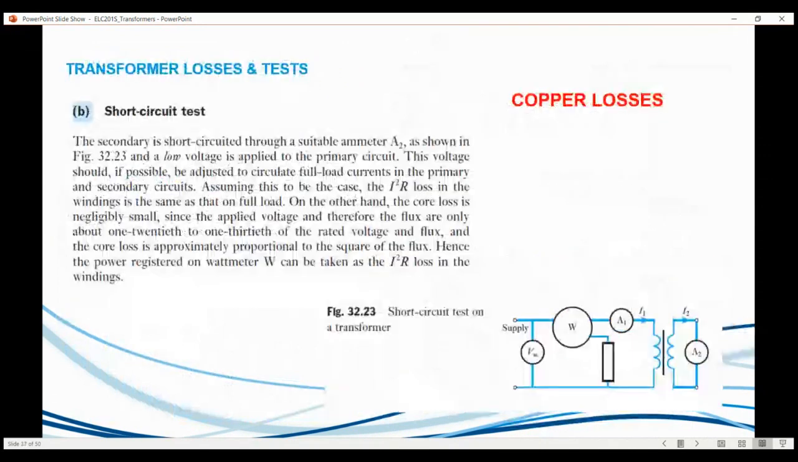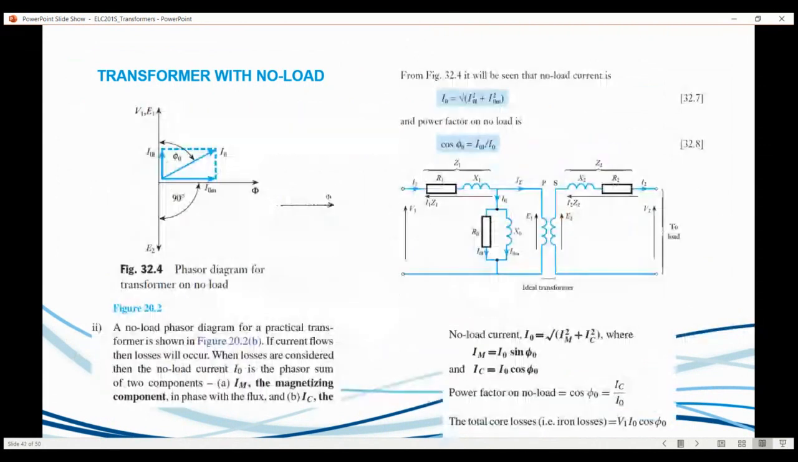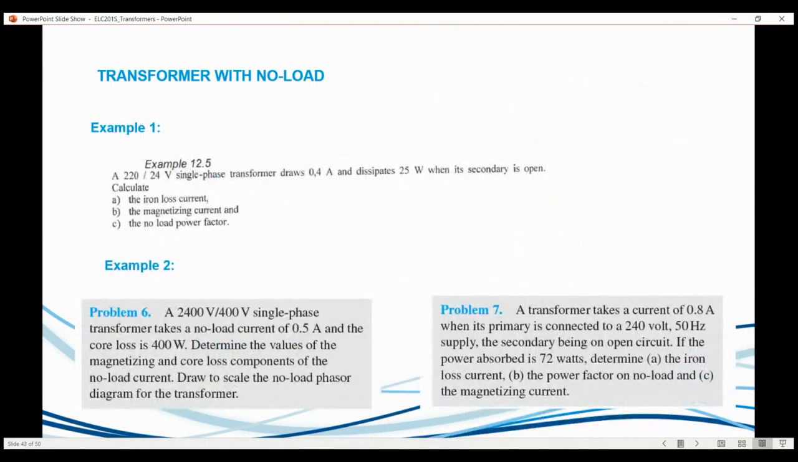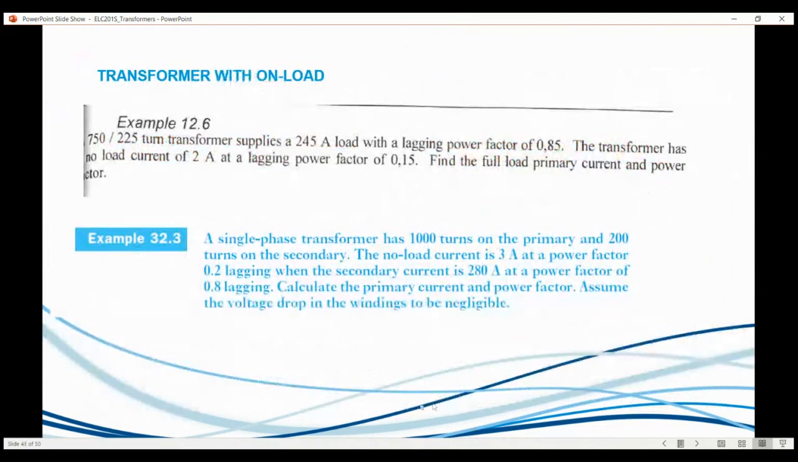Okay, so the last part is basically transformer on no load and transformer on load, or the basic versions of them. I'll quickly talk to them and then just do a problem. Just do that one example, and maybe do the other one as well, and then you have the no load stuff here. Cool.